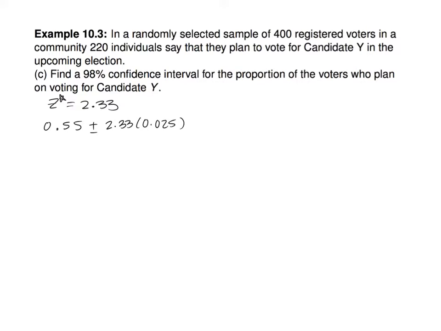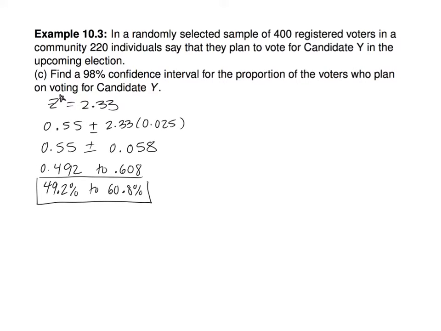So what did you guys get for 2.33 times 0.025? I got 0.058. Yeah, okay. So that's 0.492 to 0.608, or just below half to 60.8%.